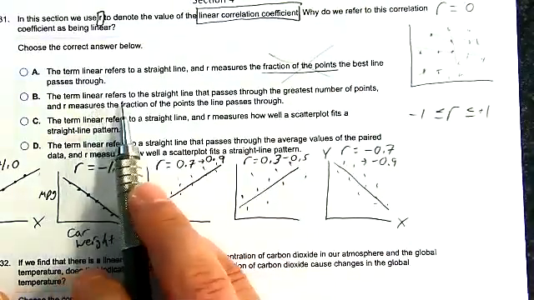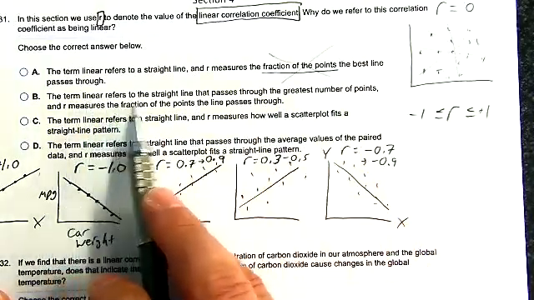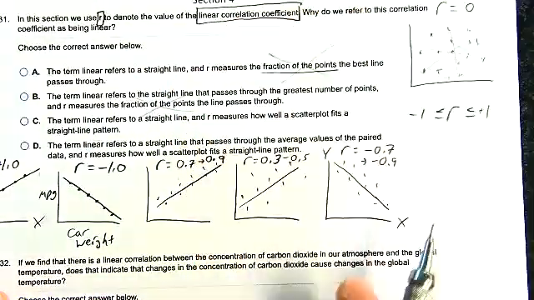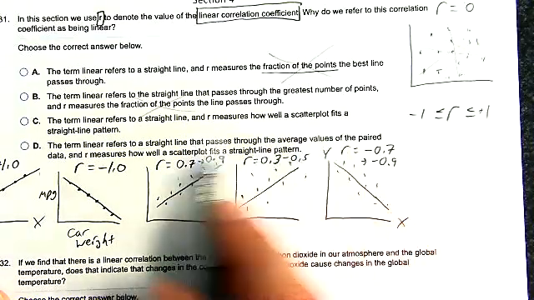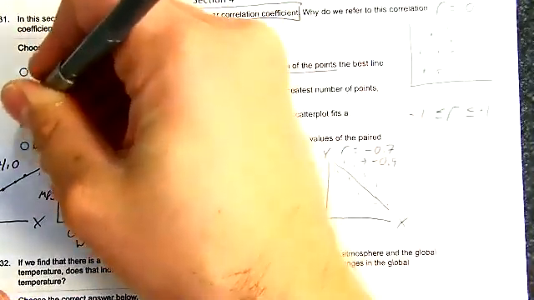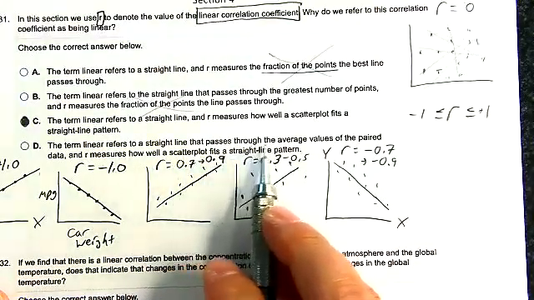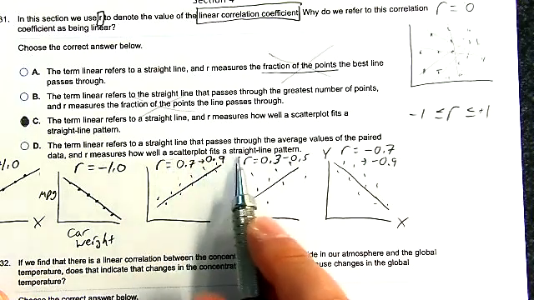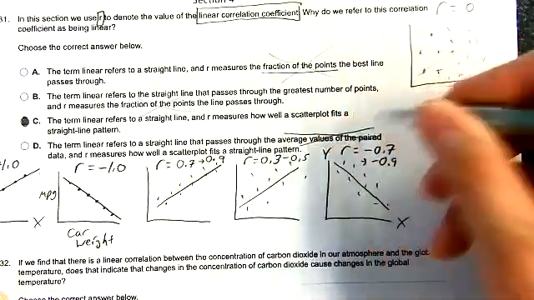The term linear refers to the straight line that passes through the greatest number of points, and R measures the fraction of the points the line passes through. We just argued that it can't be the fraction of the points. The term linear refers to a straight line, and R measures how well a scatter plot fits a straight line pattern. That's correct. The term linear refers to a straight line that passes through the average values of the paired data. We're not looking at the average values of the data, we're looking at the data.